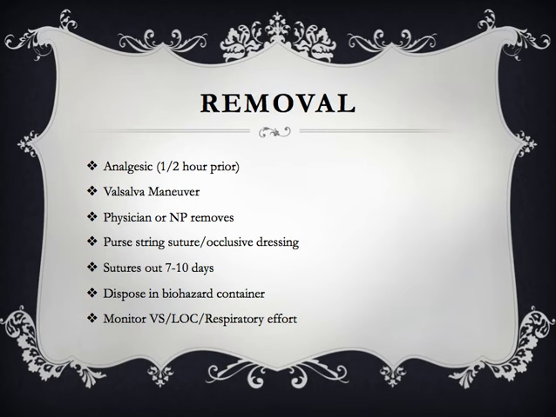For removal of a chest tube, you want to make sure that your patient has some analgesic, typically a half hour prior to removal, so it's got time to start working. Physicians or nurse practitioners usually remove the chest tubes. They construct a sterile dressing. It's all done under sterile procedures.